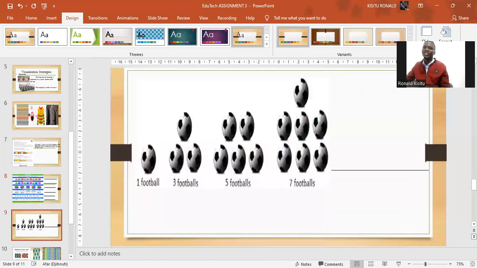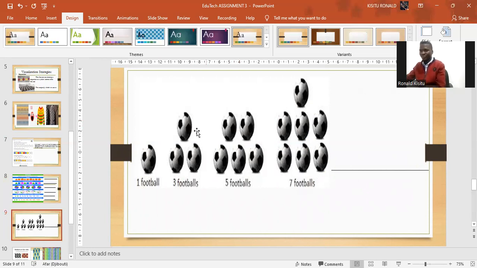Now, I'm having this one, the balls. The first has one ball. The next one, they are 3. Next ones, they are 5. Next one, they are 7. So, you're seeing what is the difference? The student is going to first ask himself or herself, what is the difference between the next from the first? So there is addition here of 2 balls. From moving up to here, there is addition of another 2.